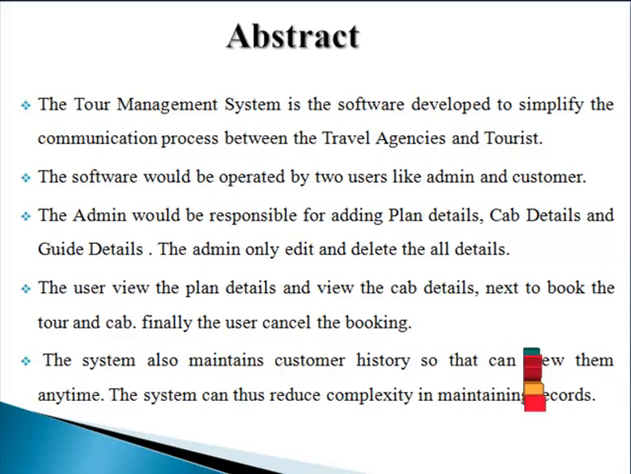The user views the plan details and the cab details. Next, they book the tour and cab. Finally, the user cancels the booking. The system also maintains the customer history so that they can view it anytime. The system can thus reduce the complexity in maintaining the records.